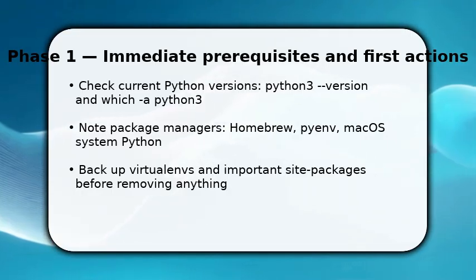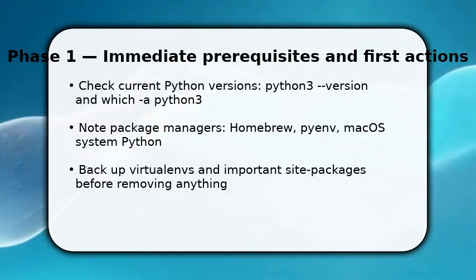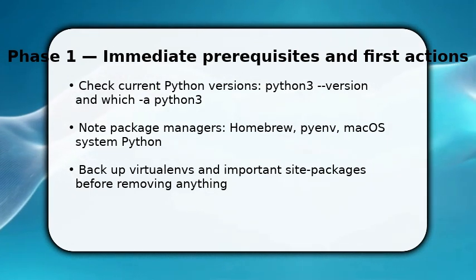Make sure to export or copy any virtualenv, pip freeze outputs, and critical site packages. You do not delete until you know what to restore. This avoids breaking tools and scripts. Now, target the specific installation path, shown by which, and prepare to remove that exact directory or package.